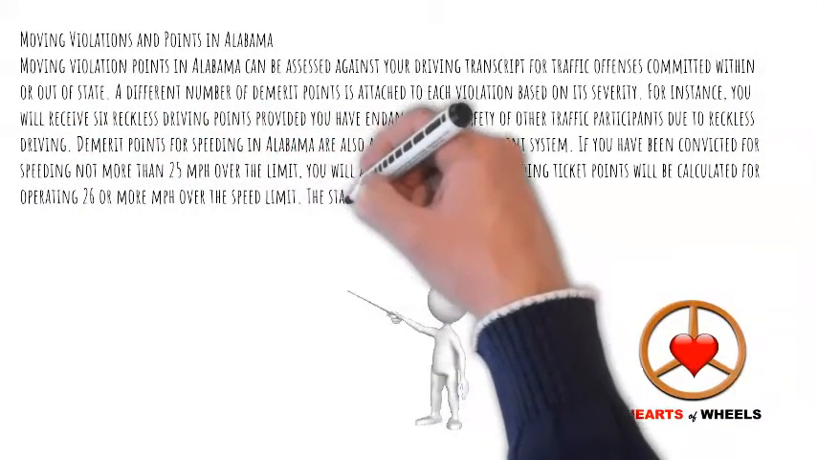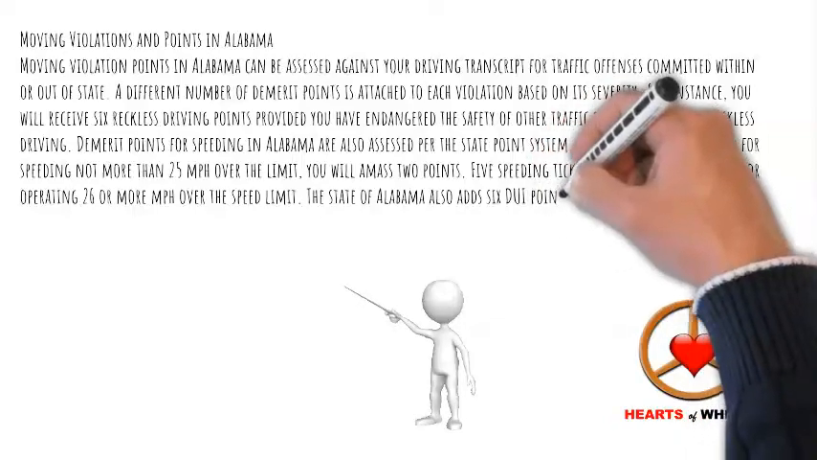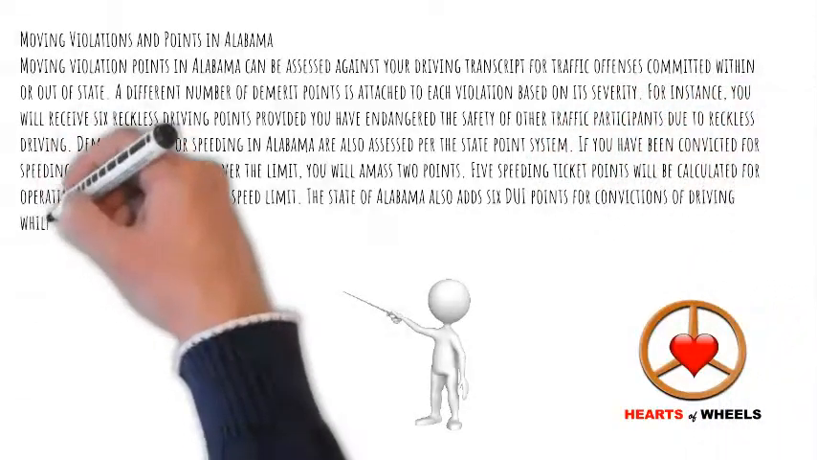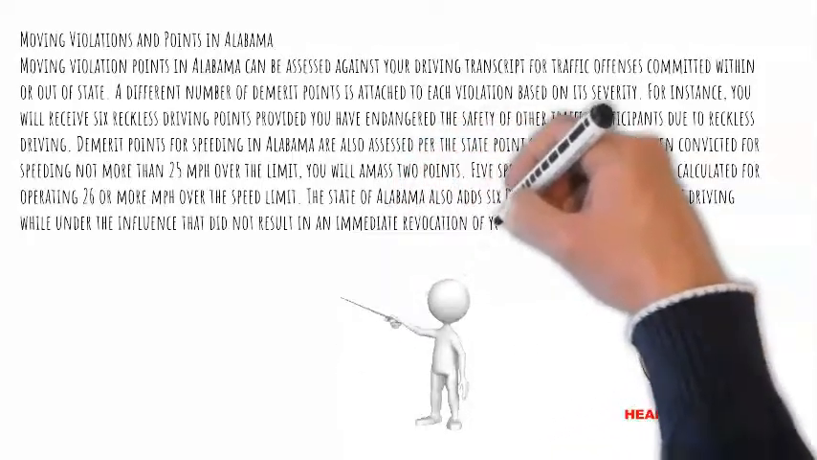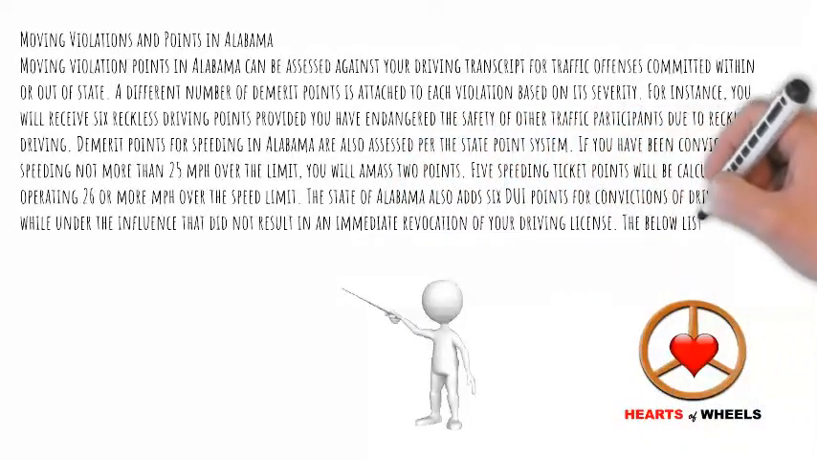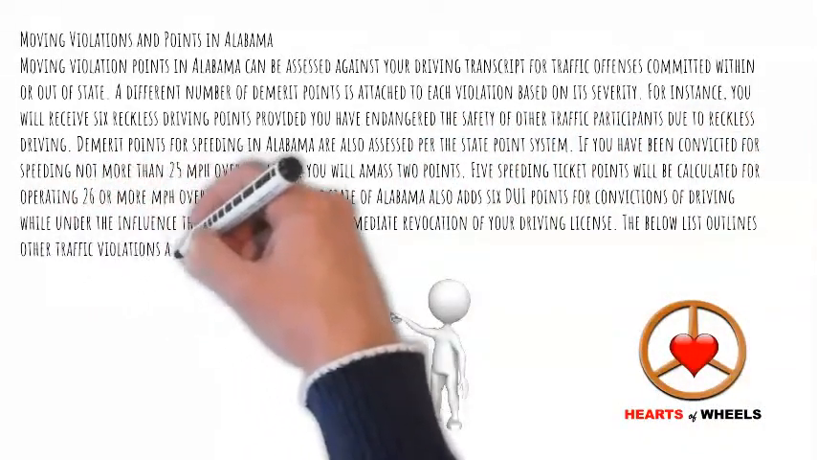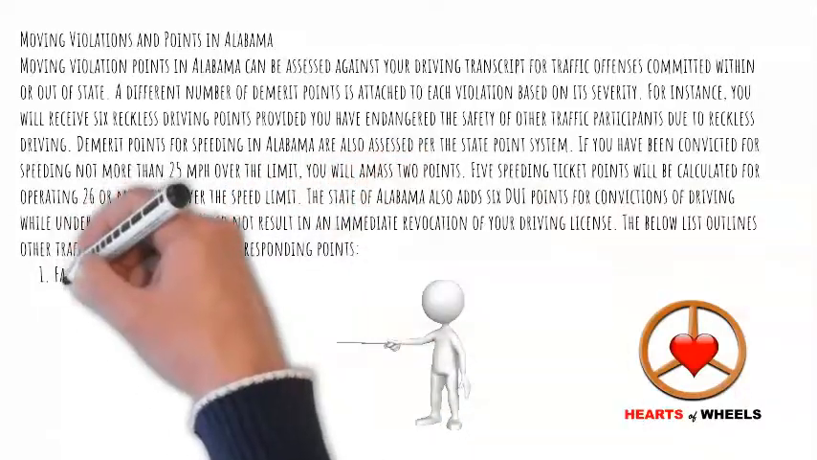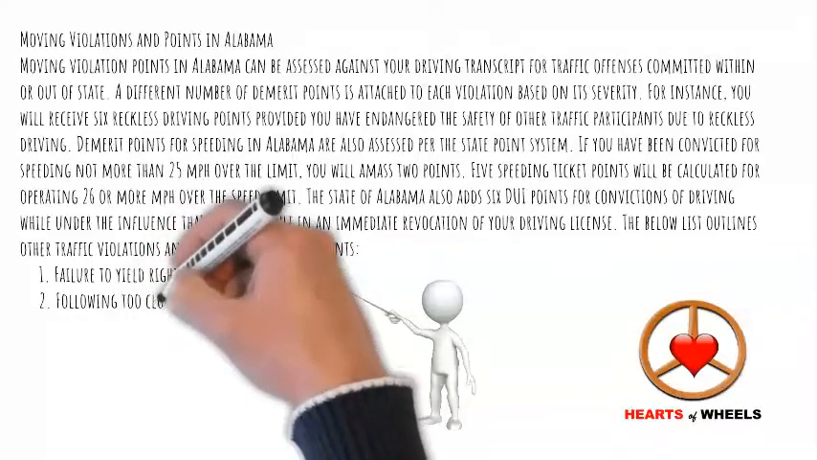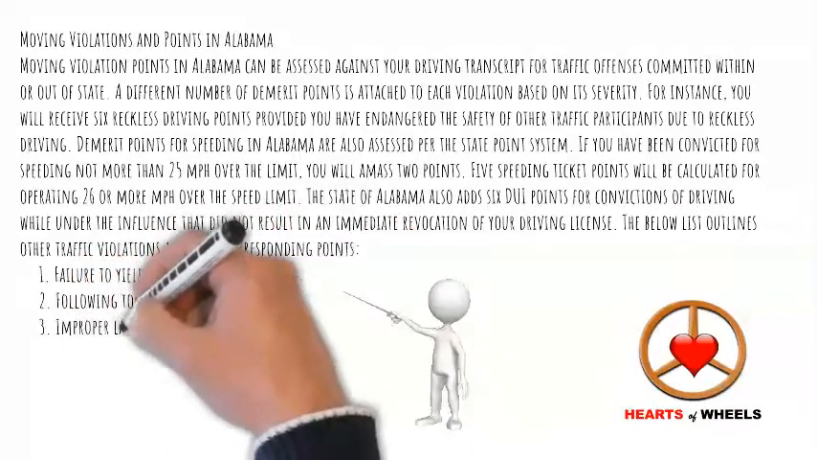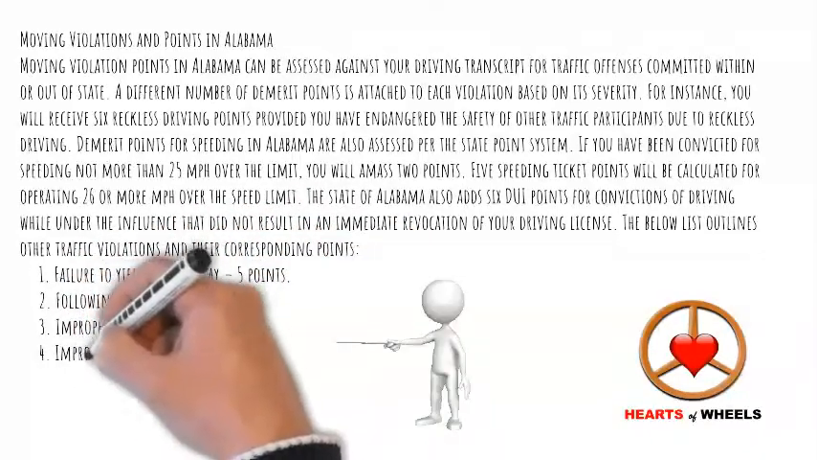The state of Alabama also adds 6 DUI points for convictions of driving while under the influence that did not result in an immediate revocation of your driving license. The below list outlines other traffic violations and their corresponding points. 1. Failure to yield right of way, 5 points. 2. Following too closely, 3 points. 3. Improper lane offense, 2 points. 4. Improper turn, 2 points.